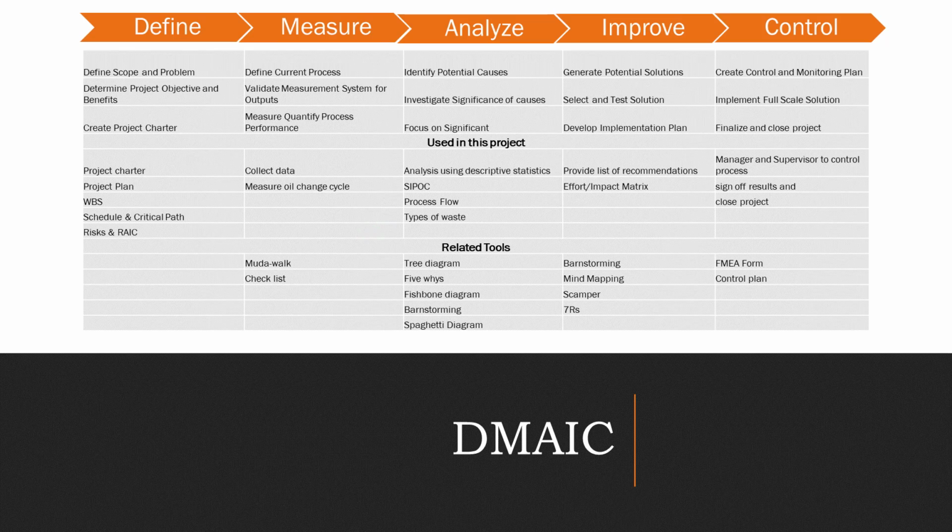Once again, if it were a real project, we would also include tree diagram, use 5 whys, fishbone diagram, brainstorming, and spaghetti diagram. In the improve phase, we will provide list of recommendations and effort impact matrix. Additional tools that would be included in the real projects are brainstorming, mind mapping, Scamper 7 hours.